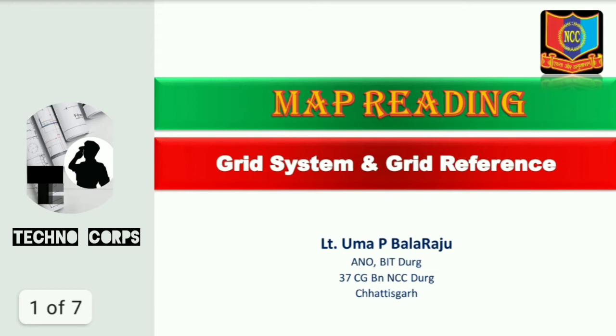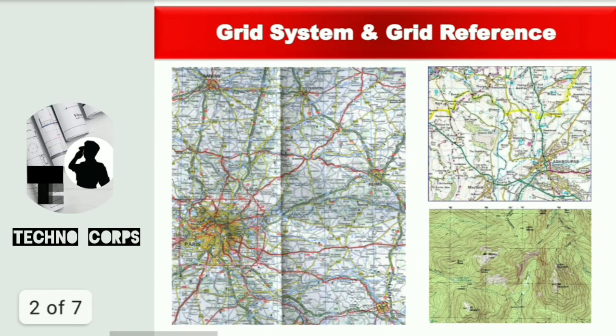Today we will discuss the grid system and grid reference, including 4-figure and 6-figure references. Right? So let's get started. First of all, we will discuss why we have maps. The simplest answer is it gives the ease of indicating any particular location on paper.